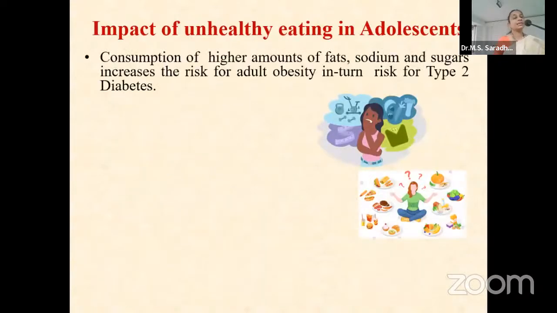Now let's learn about the impact of unhealthy eating in adolescence. If one is habituated to taking all kinds of junk food from childhood itself, it will be very difficult to change during adolescence. So there is consumption of higher amounts of fats, sodium and sugars, which increases the risk for adult obesity, in turn risk.